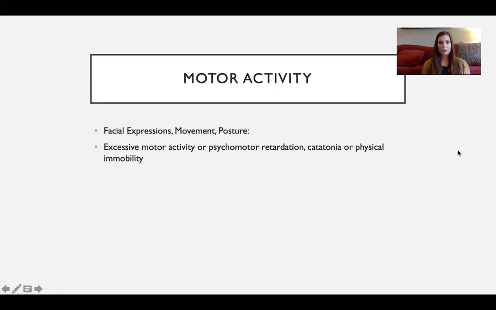And then you're going to look at motor activity. So facial expressions, their movement and their posture. Excessive motor activity or psychomotor retardation, catatonia, or physical immobility.